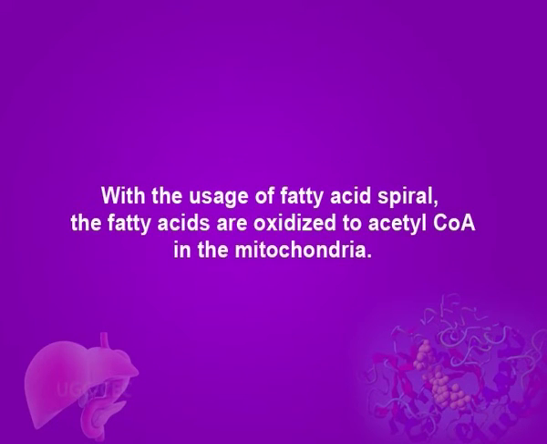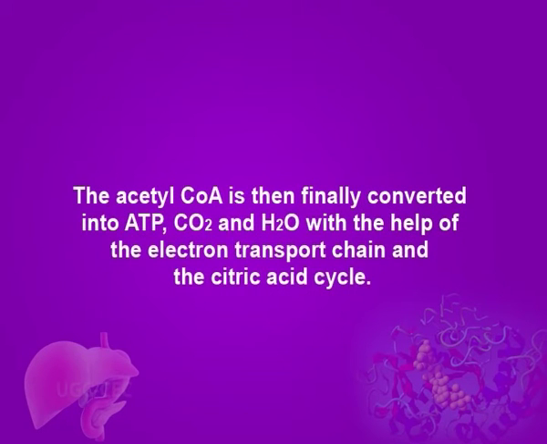With the usage of the fatty acid spiral, the fatty acids are oxidized to acetyl CoA in the mitochondria. The acetyl CoA is then finally converted into ATP, CO2 and H2O with the help of the electron transport chain and the citric acid cycle.